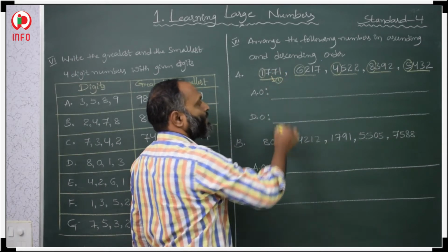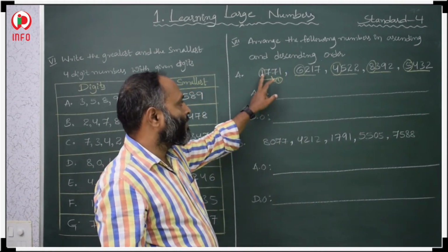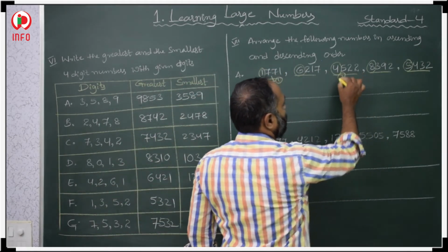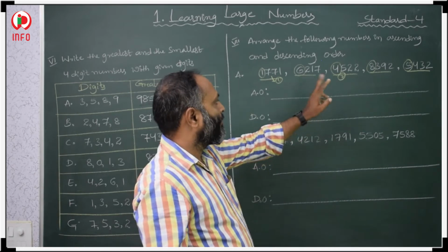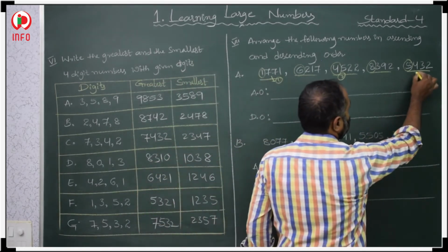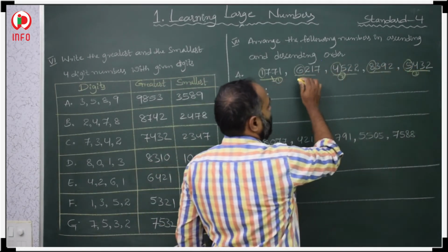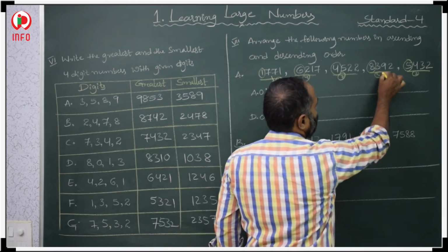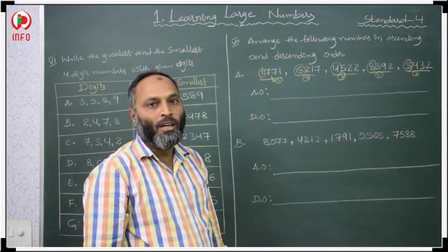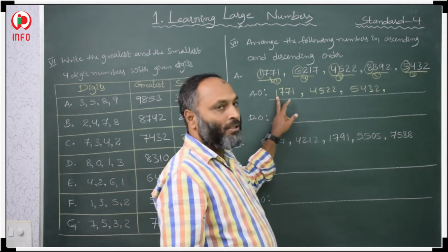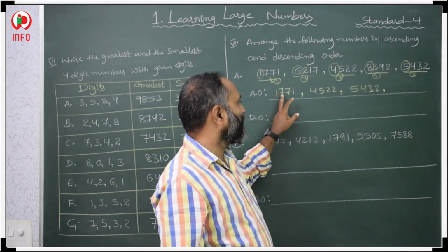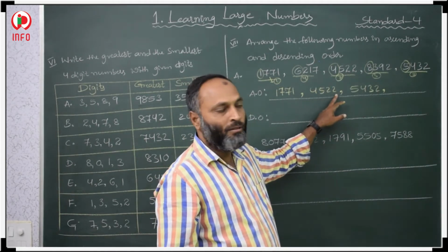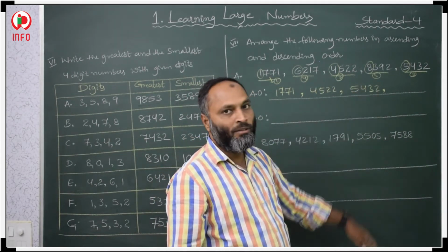This we arrange first. Then greater than this one is 4. This is in second. After 4, 5 will come. This is third. After 5, 6 will come. This is fourth position, and this is in fifth position. So in this order we have to arrange. First, this is 1007. This is 1771. This one, and this one 4522, and 5432.